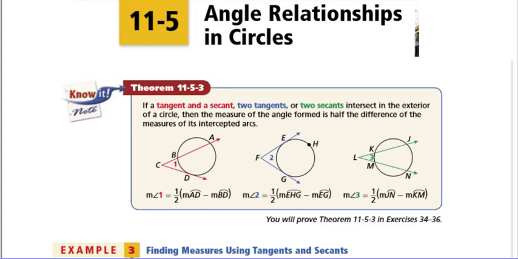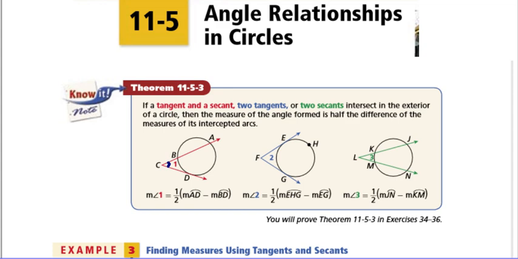We studied before if two secants intersect at an interior angle, but in this case we will study angles whose lines intersect in the exterior of a circle. Angle 1 equals half the difference of arc AD minus arc BD. So the measure of angle 1 equals half the measure of arc AD minus the measure of arc BD.